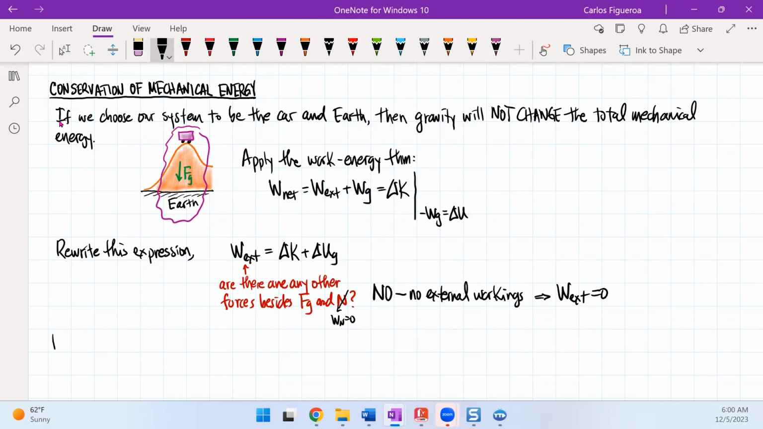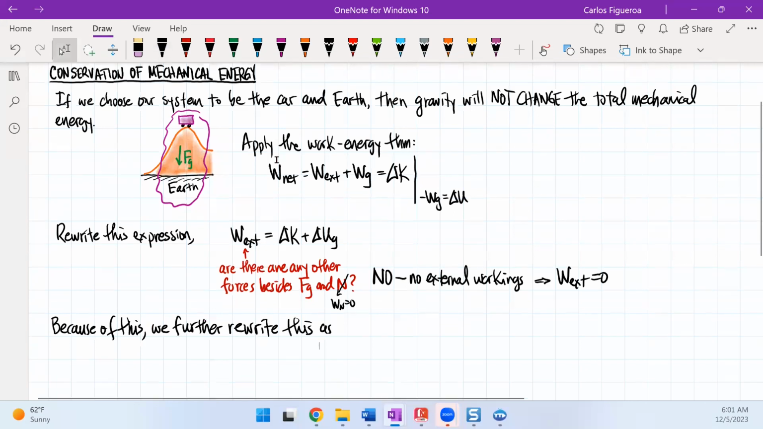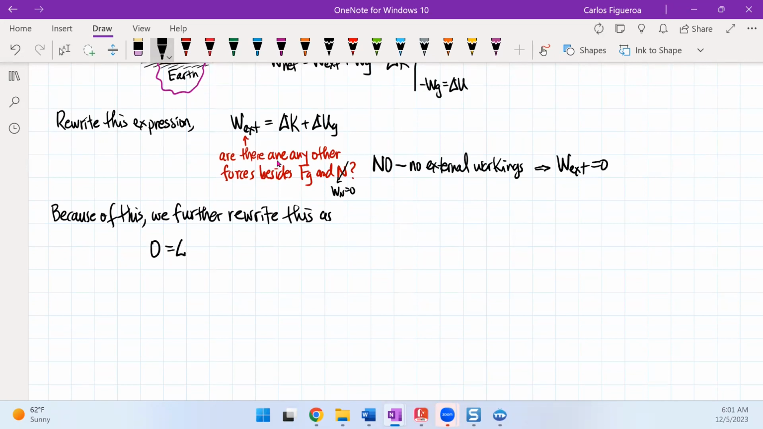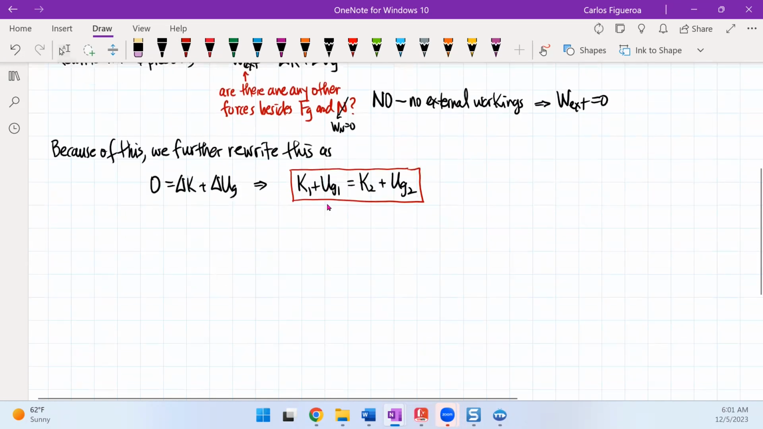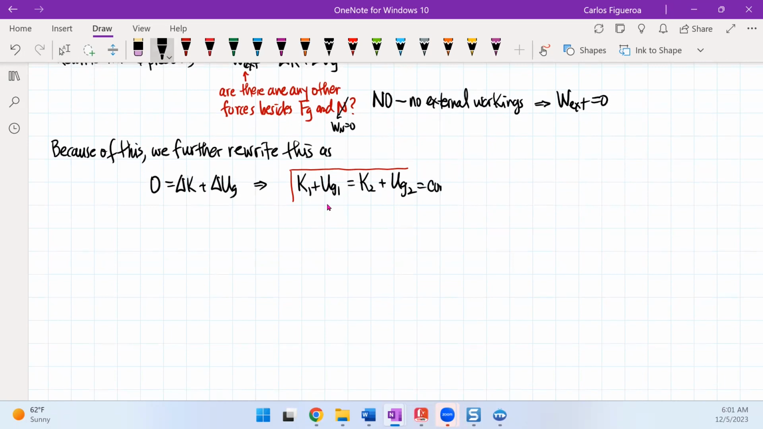Because of this, we further rewrite this as 0 equals the change in kinetic energy plus the change in gravitational potential, which then leads to K1 plus UG1 equals K2 plus UG2. And this is conservation of mechanical energy. And even though I did not write this, this has to remain a constant.